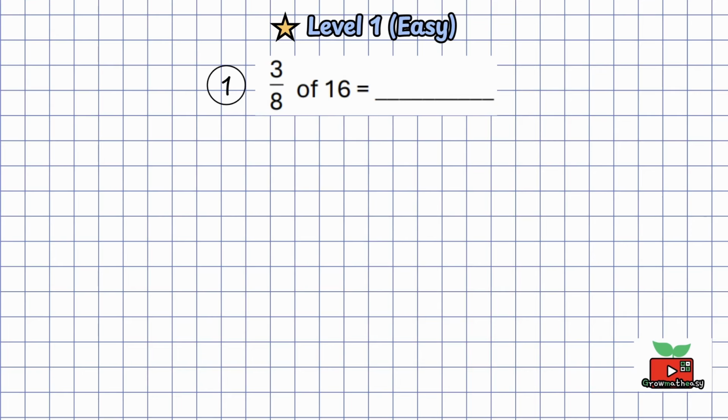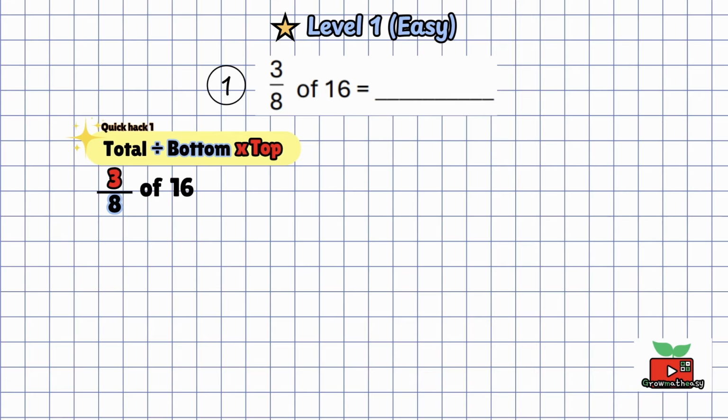Let's find 3/8 of 16. We use quick hack 1, total divided by the bottom number, then multiply by the top number. To find 3/8 of 16, we divide 16 by 8 to find the number of items in each equal group. Then multiply by 3 to find the total in 3 groups. So 16 divided by 8 is 2. Then 2 times 3 is 6. Therefore, 3/8 of 16 is 6.